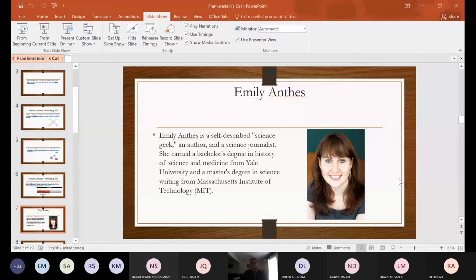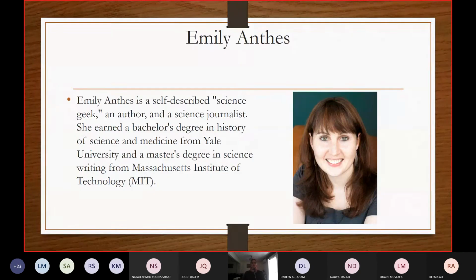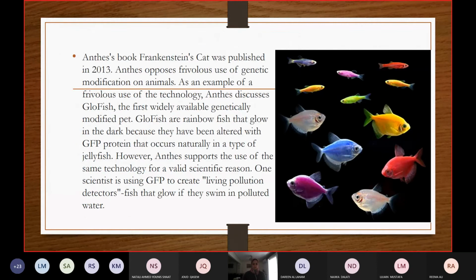Okay, I'm back. So we were talking about Emily Anthes. She got her bachelor's degree in history of science and medicine at a university, and then she got a master's degree in science. Okay, thank you, Natalie.